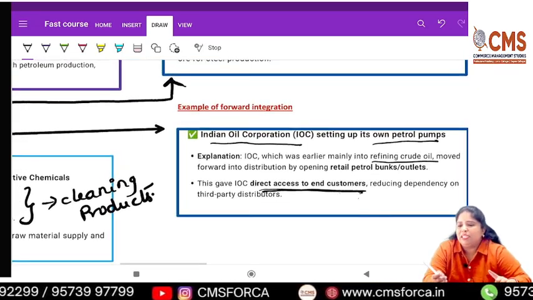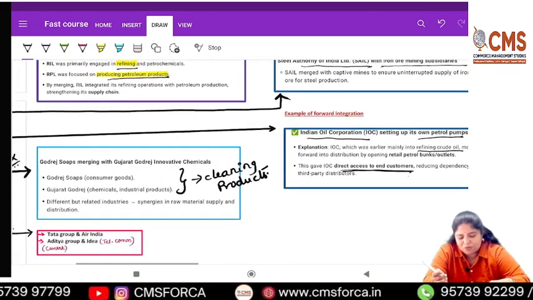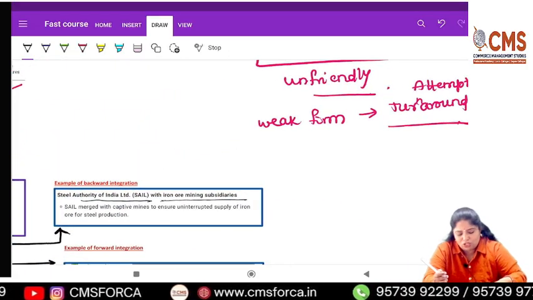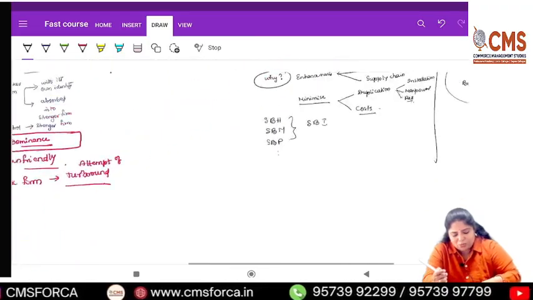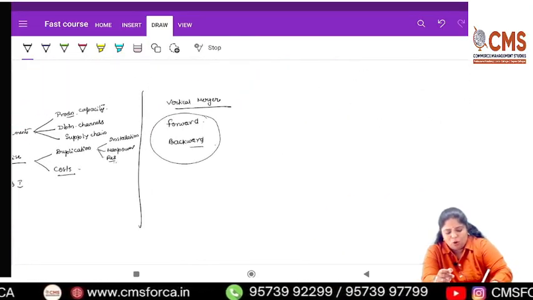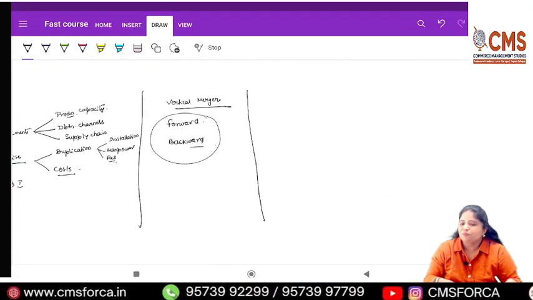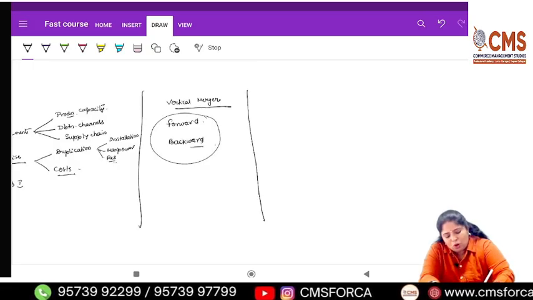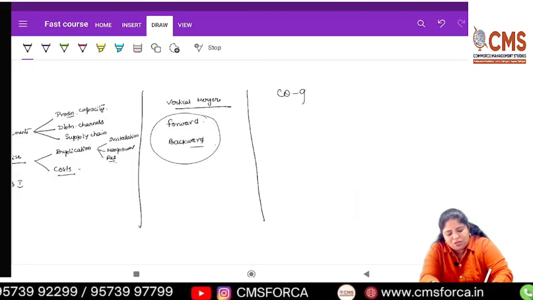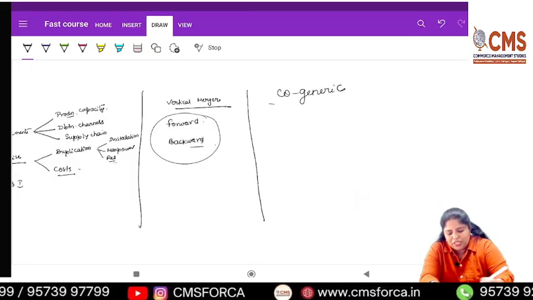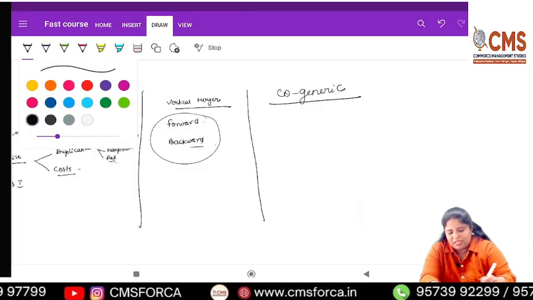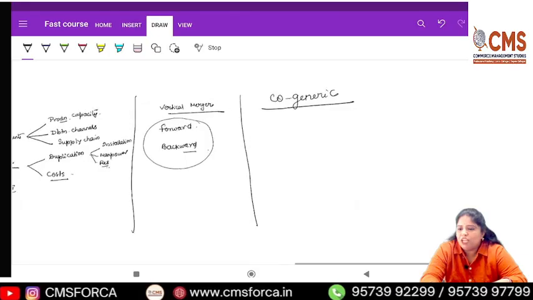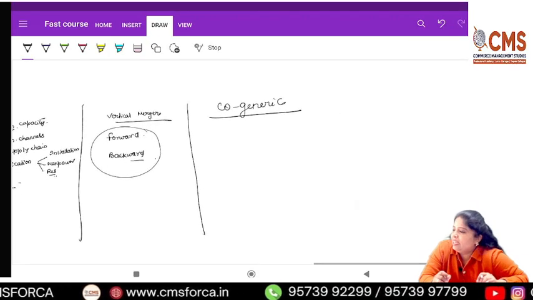So we have completed horizontal merger and vertical merger. Now let's talk about the next merger. Hope the examples are clear. You're clear with the concept now? Yes. Now let's talk about our next merger, which is the third one, called co-generic merger. Now, what do you mean by co-generic merger?